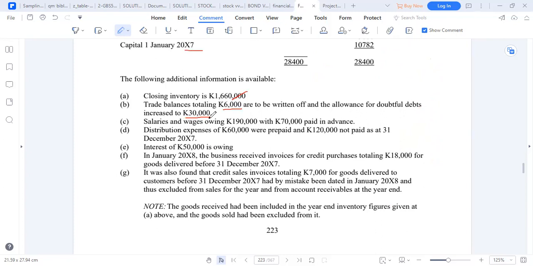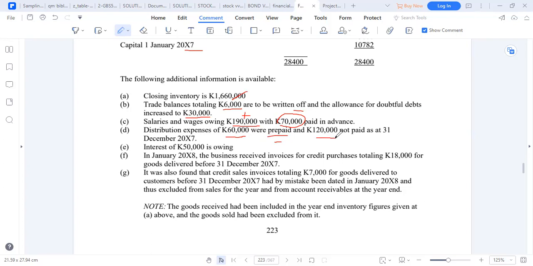We are also told that salaries and wages owing is 190. So we need to add this 190 because we enjoyed the salaries and services. But also in these salaries and wages figures, we also have 70, which was paid in advance. So whatever we paid in advance, we subtract it because we haven't enjoyed the benefit yet. But whatever we enjoyed, we add it. Then we're also given selling and distribution expenses of 60,000 we prepaid. Anything prepaid, we subtract. But this prepayment is going to be reflected in the balance sheet as a current asset.